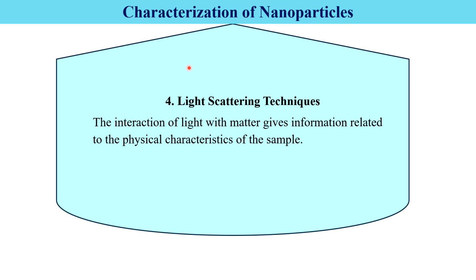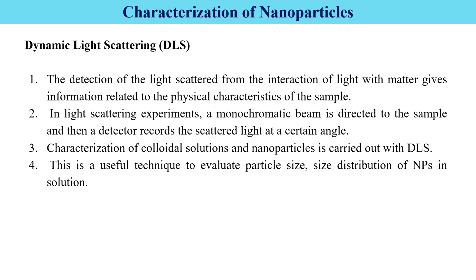Then the last, the fourth type, is light scattering techniques. The interaction of light with matter gives information related to the physical characteristics of the sample. The dynamic light scattering, DLS. The detection of light scattering from the interaction of light with matter gives information related to the physical characteristics of the sample. In light scattering experiments, a monochromatic beam is directed to the sample and then a detector records the scattered light at a certain angle.